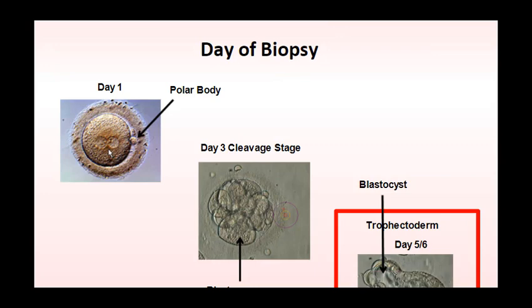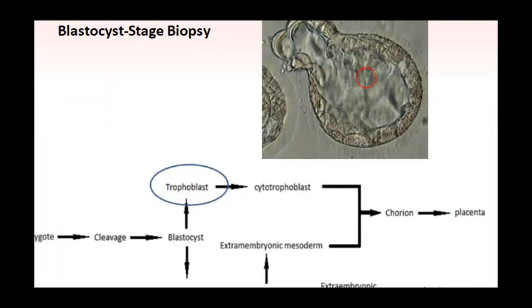Embryos can also be biopsied at the blastocyst stage. Blastocyst biopsy involves removal of a portion of the trophectoderm, avoiding the inner cell mass. During the developmental process, the trophoblast does not form the fetus, but rather forms the placenta. Therefore, trophectoderm biopsy does not remove a piece of the embryo that will become the child.